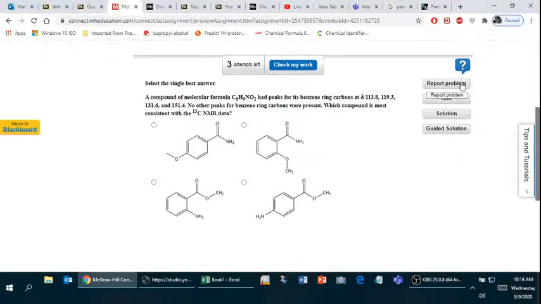So a compound of molecular formula C9H9NO2 had peaks for its benzene ring carbons at 113.8, 119.3, 131.6, and 151.4. No other peaks for benzene ring carbons were present. Which compound is most consistent with the carbon-13 NMR? So to approach this, there are 6 carbons in the benzene ring, and you've only got 4 peaks, which means that you're going to have some that look exactly the same. So this is not too bad by process of elimination.